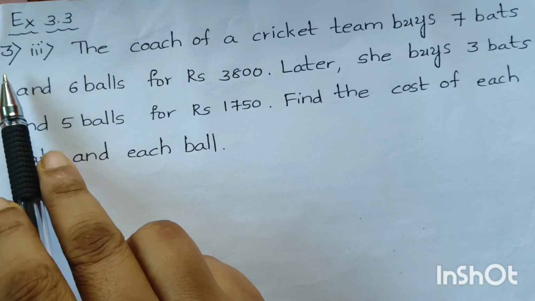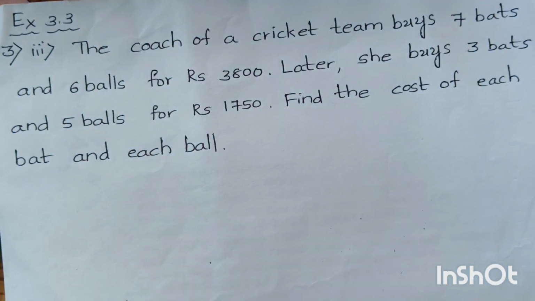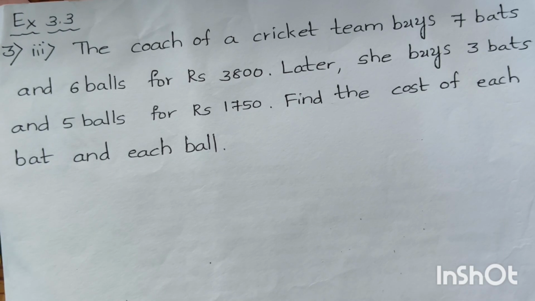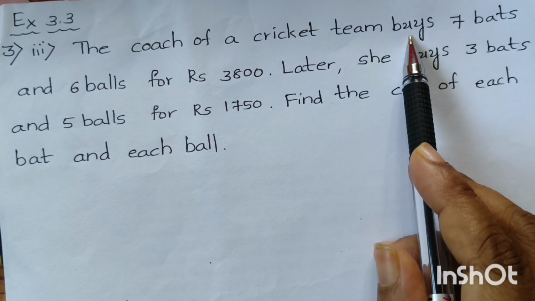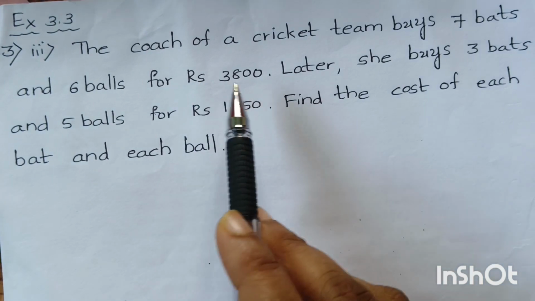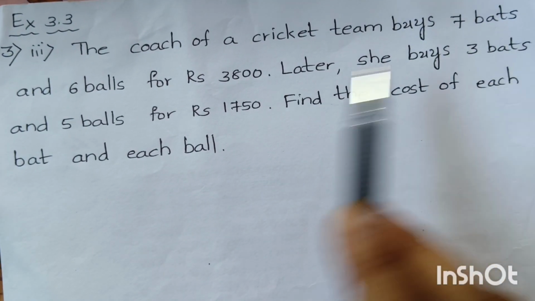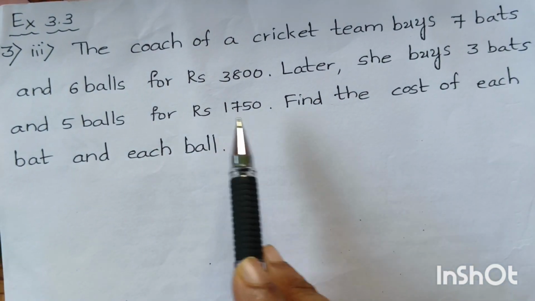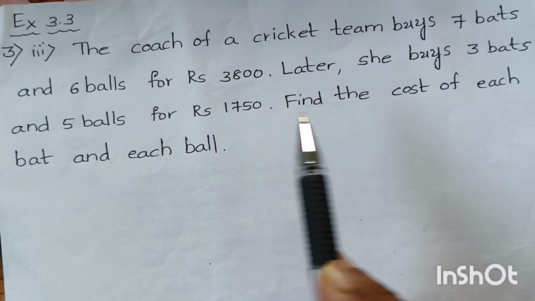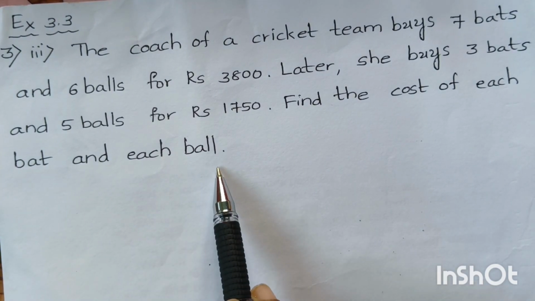Exercise 3.3, third main question. In that we are solving the third question. That is, the coach of a cricket team buys 7 bats and 6 balls for rupees 3,800. Later, she buys 3 bats and 5 balls for rupees 1,750. Find the cost of each bat and each ball.